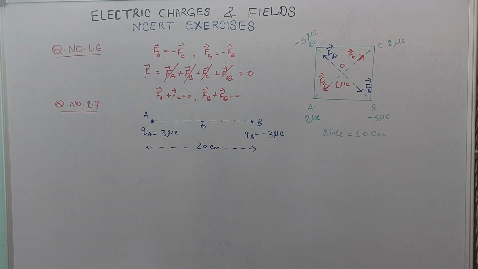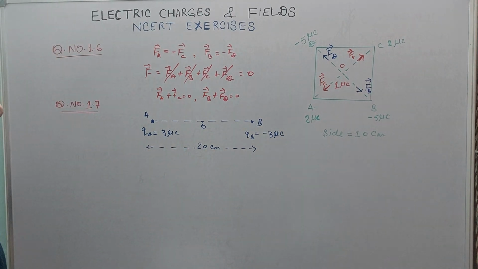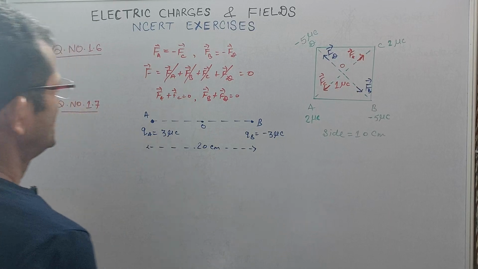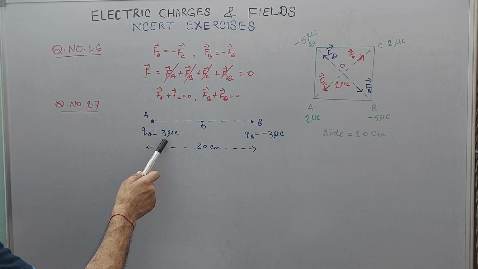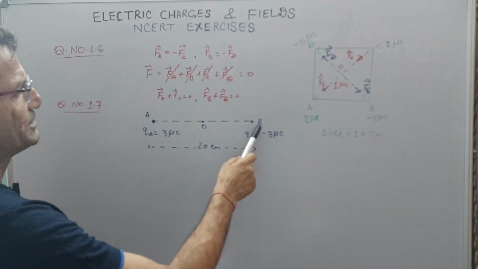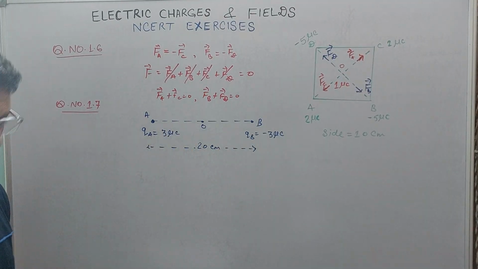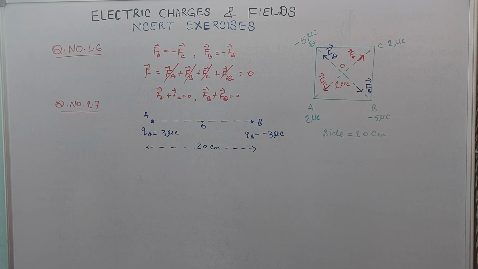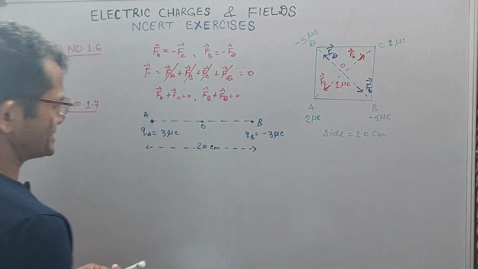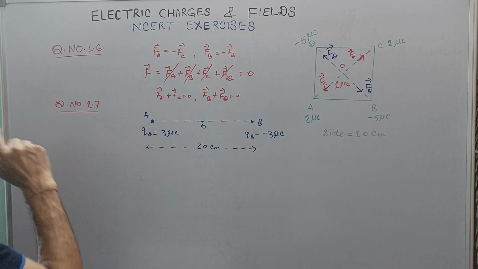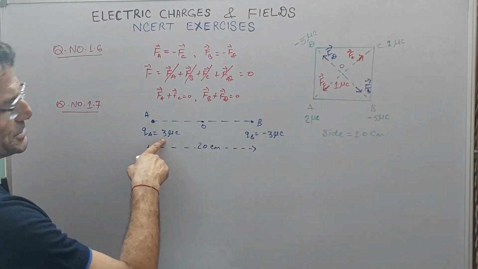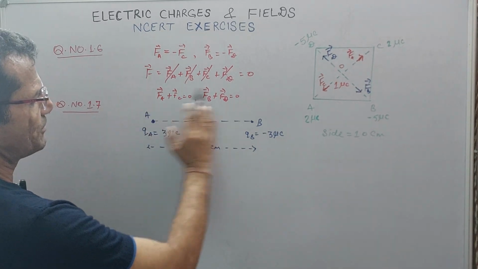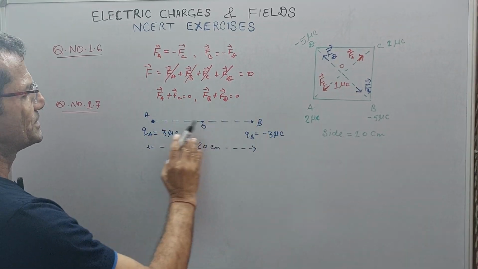Now question number 1.7, which means question number 7 of chapter 1. Two charges are placed, 3 microcoulomb at A and minus 3 microcoulomb at B. What is the electric field at the midpoint O? O is the midpoint of this, and the distance between A and B is 20 centimeter. So we know that net electric fields definitely will not be zero. This is a positive charge. The direction of the electric field is away from it. This is positive, so away from this one along AB.